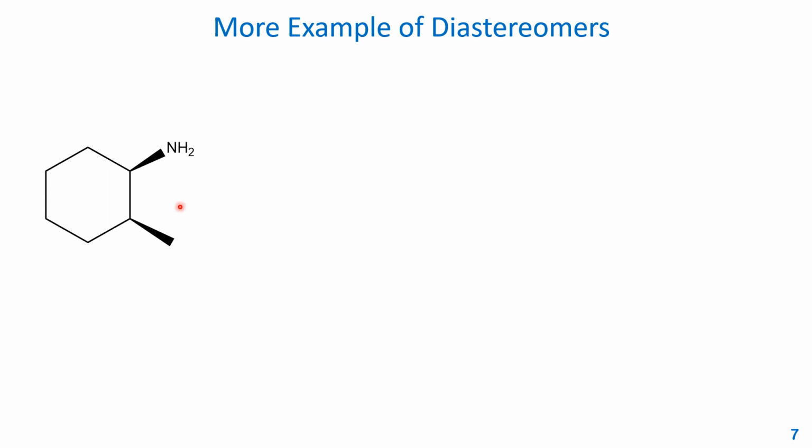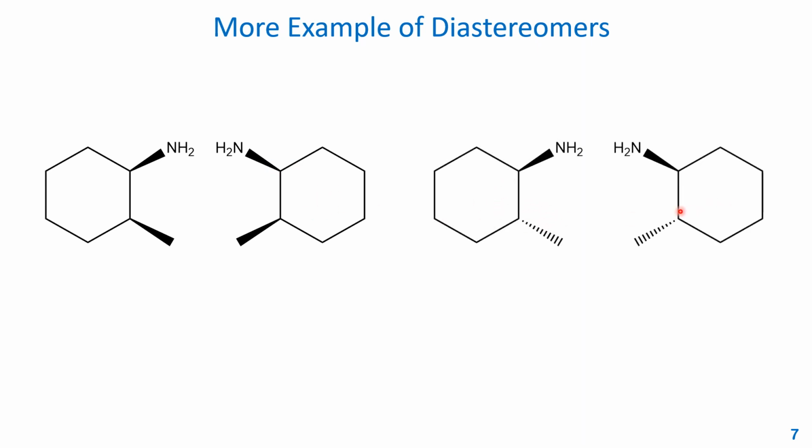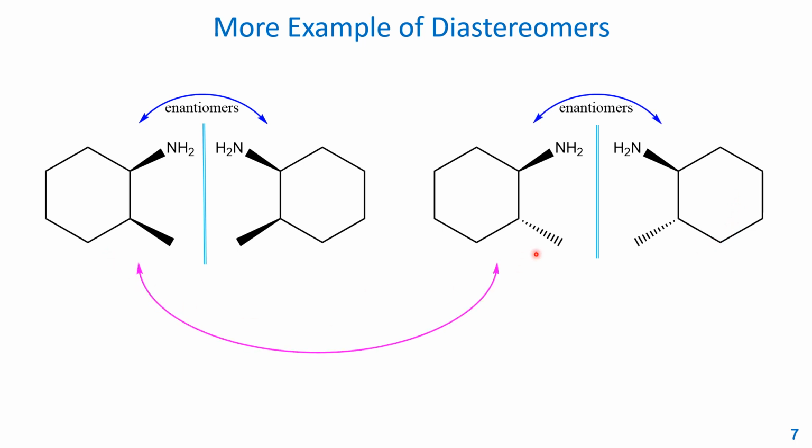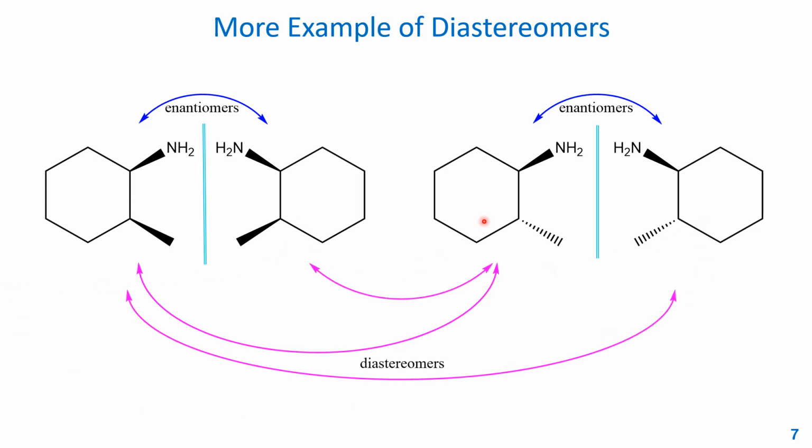And now look at another example. This is an amine, and you can draw another stereoisomer, another one, another one. See, and now mirror image. So these two are enantiomers. These two are enantiomers. And again, that's diastereomers, that's diastereomers, and that's diastereomers, and then diastereomers. Okay.